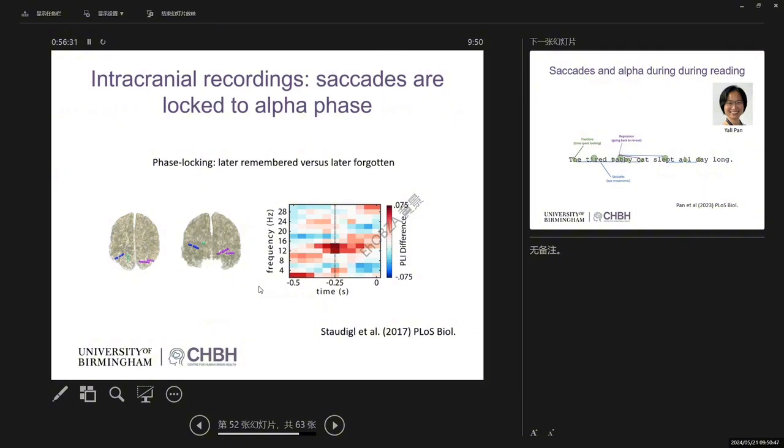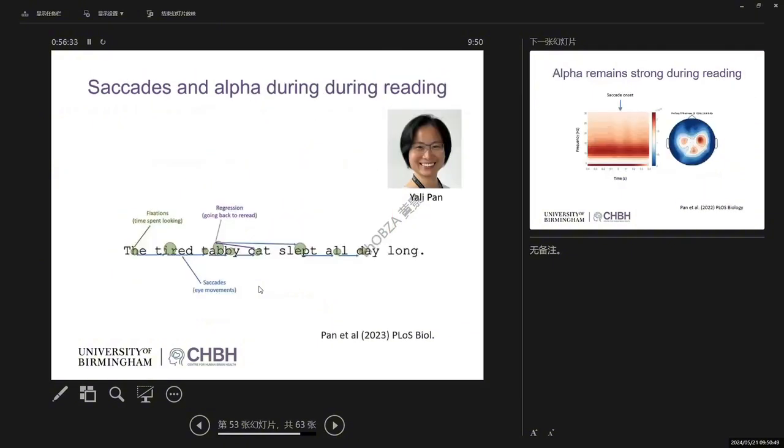So the next question is, do we have a similar effect during natural reading, right? This is, again, a study done by Yali Pan. This is, in fact, our previous study that we reanalyzed.